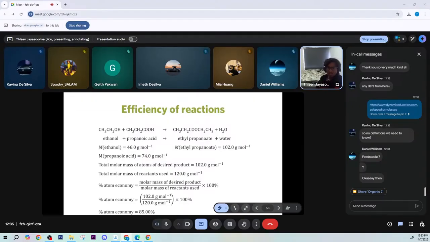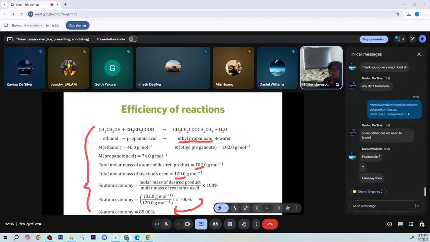Now there's some ways we refer to efficiency. The first one is through atom economy. This is an atom economy calculation here. Essentially, what it does is it calculates the mass of the desired product. Here the desired product is ethyl propanoate. And then compares that in a ratio with the molar mass of the reactants that you use. So the total molar mass of the reactants is going to be 120. So this is our desired product divided by the total mass of our reactants. And here we see this reaction has an 85% atom economy. So that's what atom economy refers to.